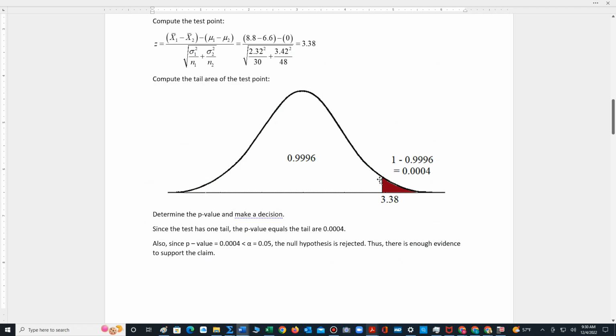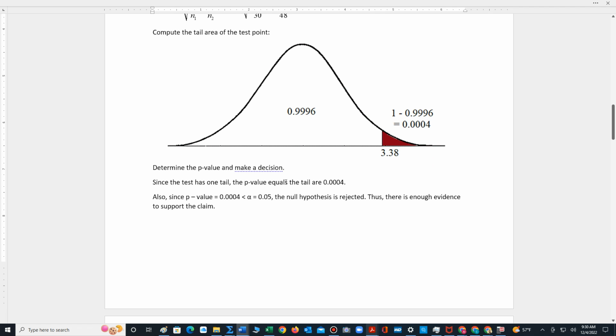That gives us the area to the left. Remember, every time we look up an area in table E, it's always the area to the left. We desire to find this tail area, so we have to compute 1 minus 0.9996. That's going to be equal to 0.0004. And since it's a one-tailed test, that's the p-value. The p-value is 0.0004.